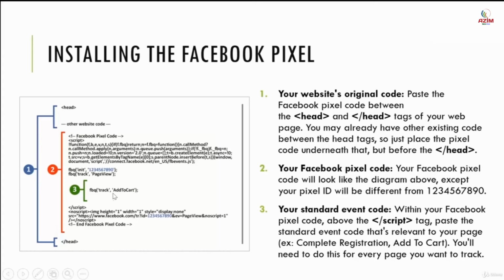When people add something to their cart, that's what this one will be tracked as. So this is your standard event code. Remember, ours was the tracking code for viewing content. There's a whole list of predetermined categories for these standard event codes.